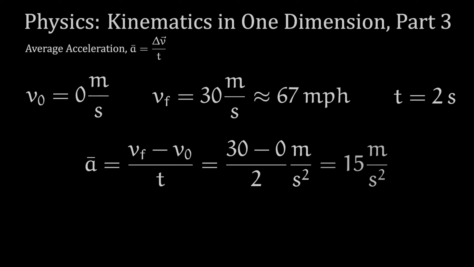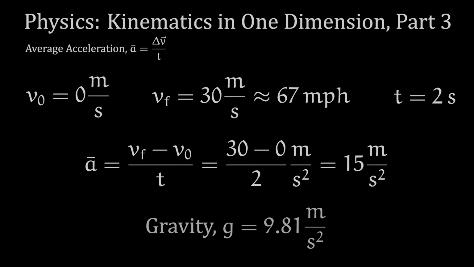Now don't let that small number fool you. The acceleration of Earth's gravity is just a mere 9.81 meters per second squared. That means if a Formula 1 race car could drive straight vertically away from the surface of the Earth, it could escape our planet's gravity.